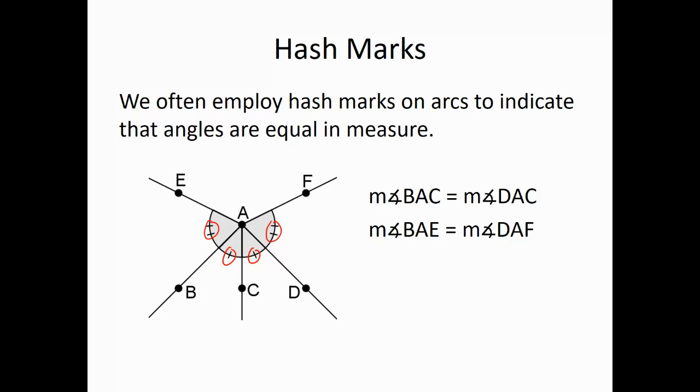So just as in the case of segments, diagrams can speak to us and tell us that angles are equal in measure. But let me warn you here that just as in the case of segments, we never assume that two segments are equal or unequal based merely upon how they look. The same is true for angles as well. We never say that two angles are equal simply because they look equal. We never say that two angles are unequal because they look unequal.